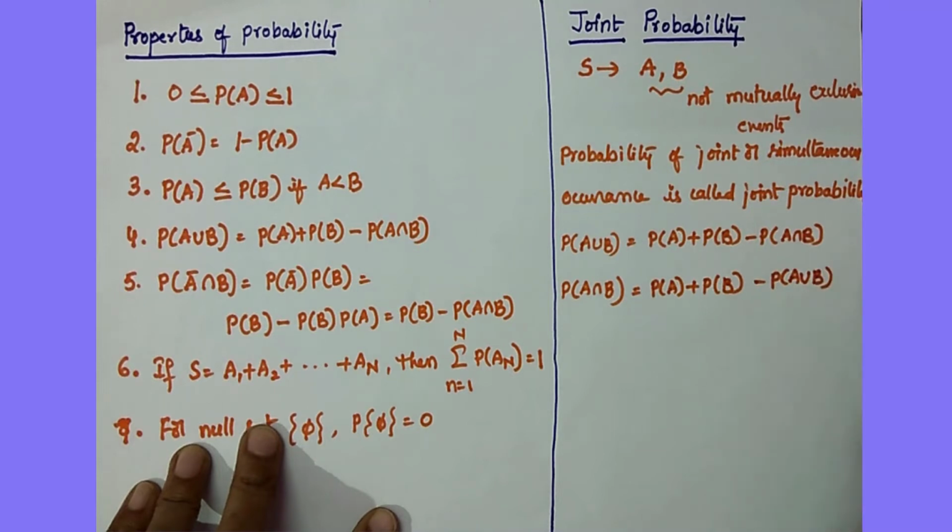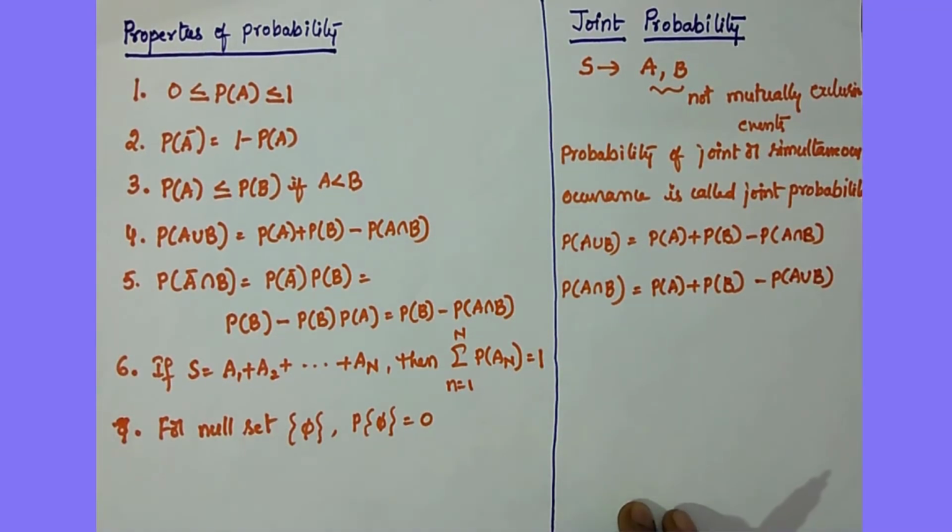I think you understand the concept of joint probability. It can be defined only for not mutually exclusive events. That means if the two events are connected, having some common elements, then only we can define the joint probability.